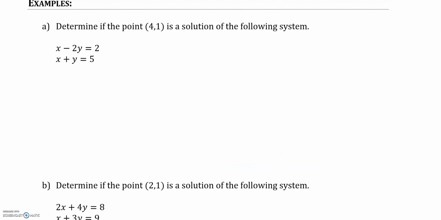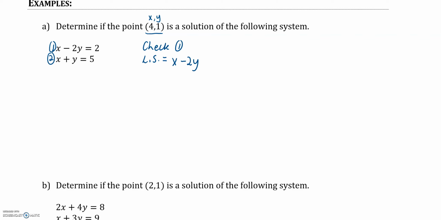In example A, it says determine if the point 4, 1 is a solution of the following system. We can label our equations as equation 1 and equation 2. To determine if the point 4, 1 satisfies this system, we want to check whether or not it satisfies each of the equations. So for our point in question, 4, 1, we would use the value of 4 for the x value and 1 as our y value, and we want to perform a check. So our check for equation 1: what we do is we plug in the values of x and y into the original equation.